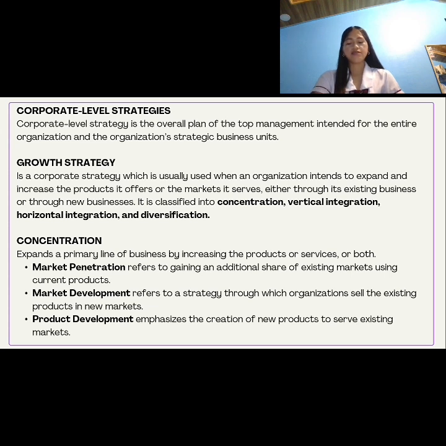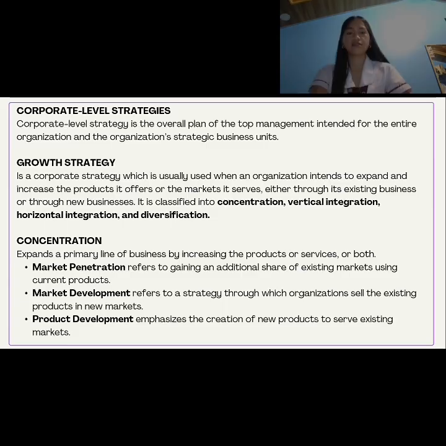It's about deciding kung unsang klaseng business ang gusto sa company and how will create value across all different parts. While ang individual department or divisions nag-focus sa day-to-day operations. Ang corporate level strategy look at the organizations as a whole.